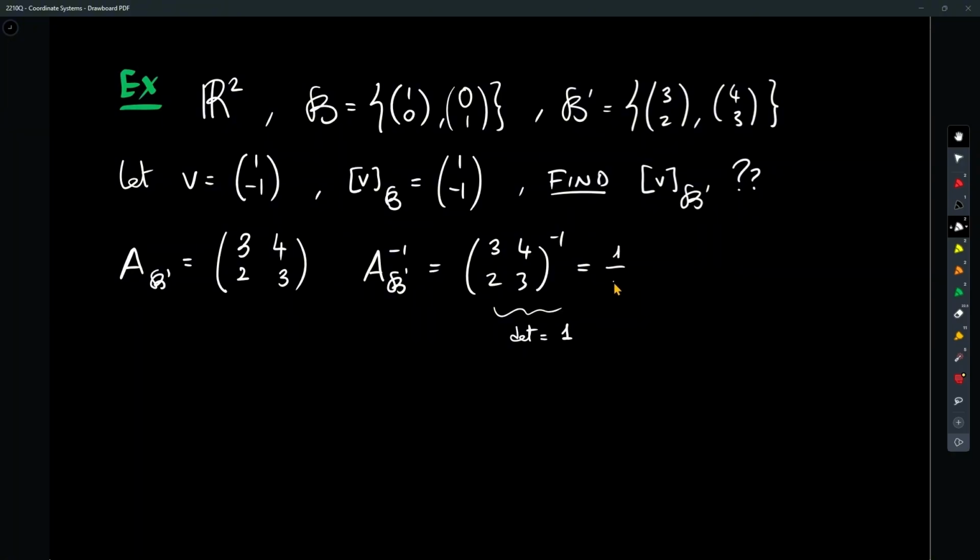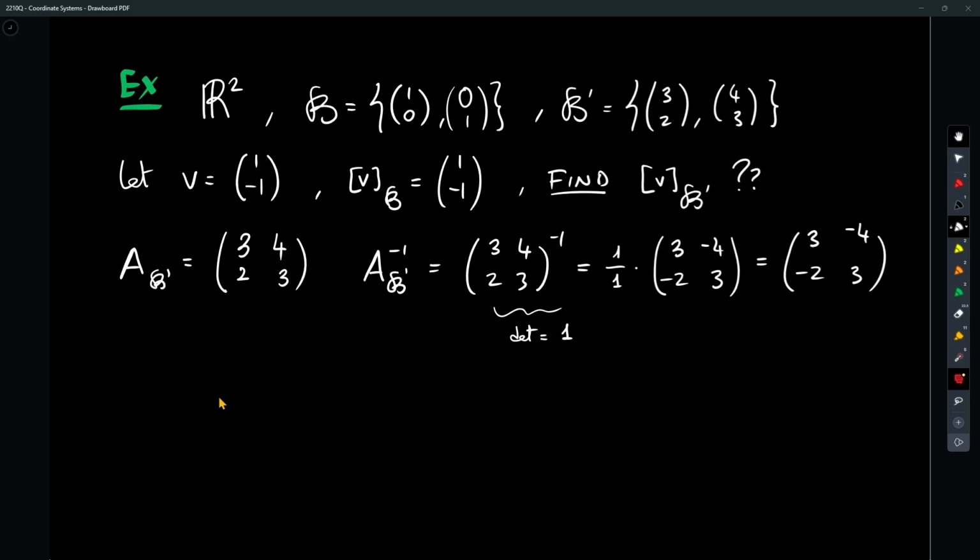So it will be 1 over the determinant times, and then 3, 3. I'm actually switching the entries in the diagonal and switching the sign of the off diagonal. So this is minus 4, minus 2, just like that. So the inverse is, in fact, [3, minus 4; minus 2, 3].